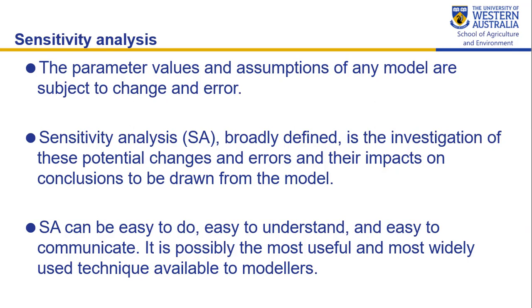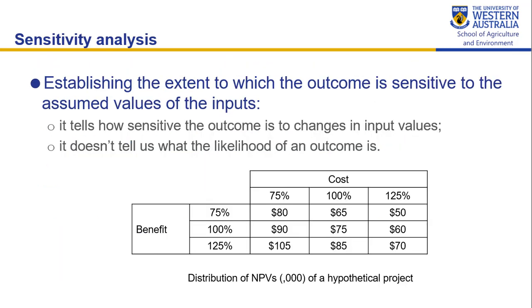Sensitivity analysis can be easy to do, easy to understand, and easy to communicate. It is possibly the most useful and the most widely used technique available to modelers. It helps us to establish the extent to which the outcome is sensitive to the assumed values of the input. Let's take an example which has been provided in this table here. The table shows the distribution of net present value of a hypothetical project. It shows the distribution in response to the changes in the assumptions in relation to cost and benefit.